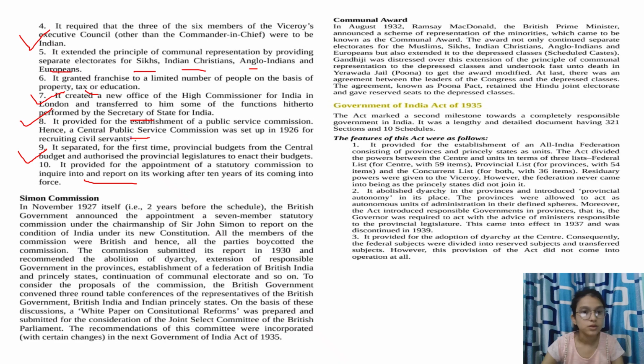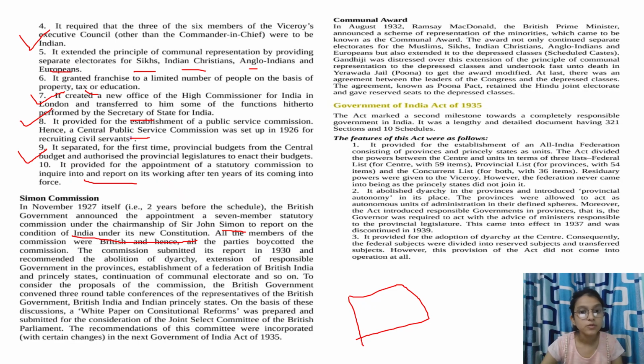Then we have the Simon Commission. In November 1927 itself, the British government announced the appointment of a seven-member statutory commission under the chairmanship of Sir John Simon to report on the conditions of India under this new constitution. So all these provisions had been made and all the people had been selected, but the duty was given to this particular commission to report on how the administration was going in India and how the people were working. So you get a proper report, which was given by the Simon Commission.